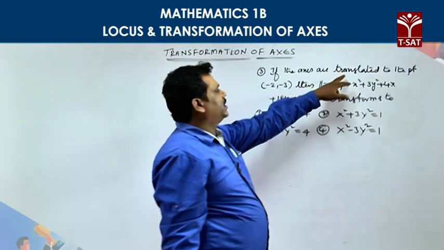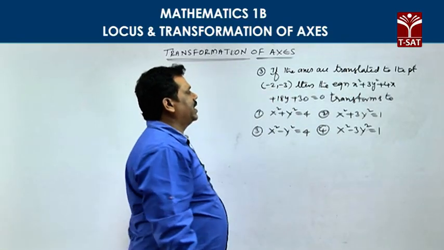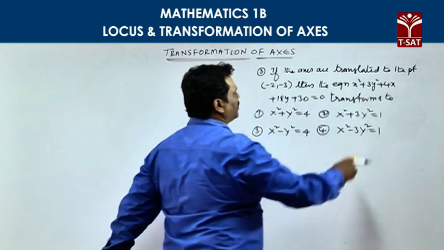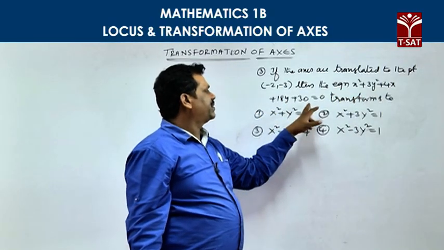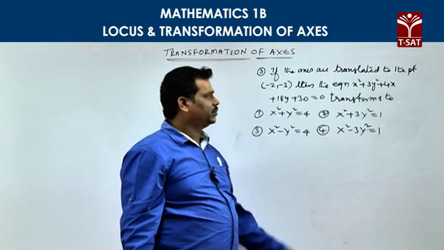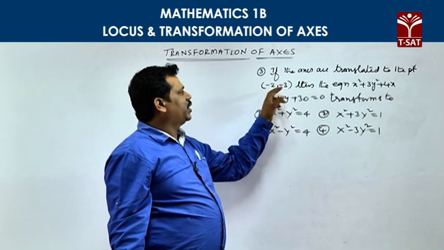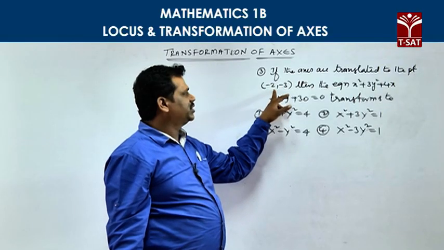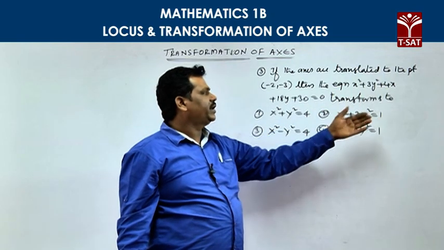If the axes are translated to the point (-2, -3), then the equation x² + 3y² + 4x + 18y + 30 = 0 transforms to what? This is: if the axes are translated to the point (h, k), that is, the origin is shifted, then the equation is transformed, and we have to find what?